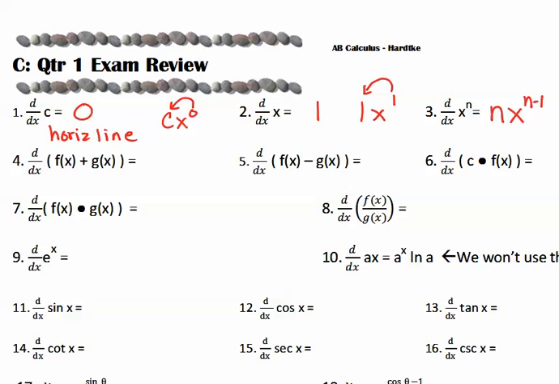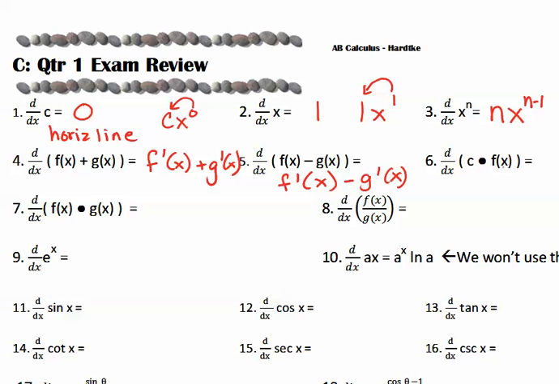4 is the derivative of a sum is the sum of the derivatives. So you could write the Leibniz notation, or you could just write f prime plus g prime. So we take the derivative of each part individually. Likewise in 5, with the derivative of a difference, we take the derivative of each term separately.